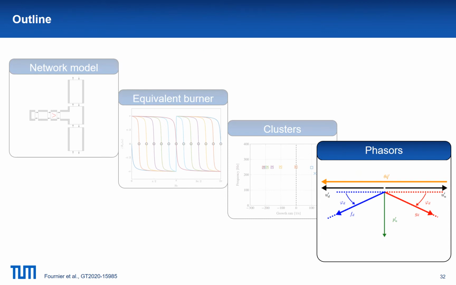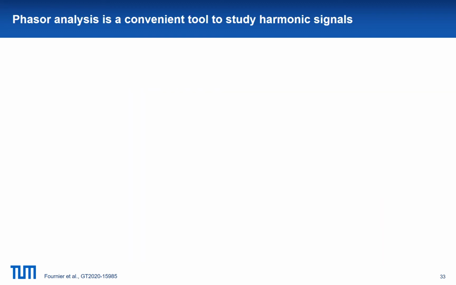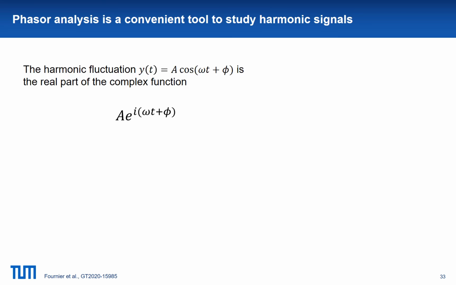We will now use Phasor Analysis to explain this spectrum structure. Phasor Analysis is a convenient tool to study harmonic signals. Let me briefly introduce the concept. So if we consider a harmonic fluctuation y, that is a cosine of amplitude A, of frequency omega, and of phase phi, this can be seen as the real part of the following complex function: A exponential i(omega t plus phi).